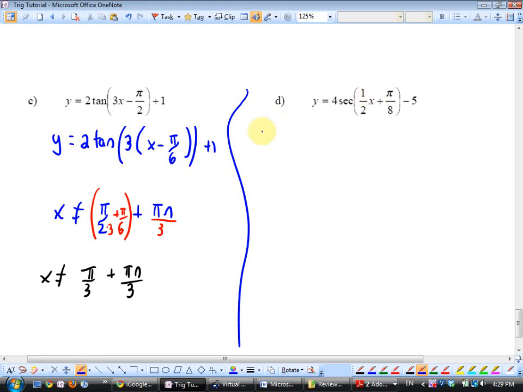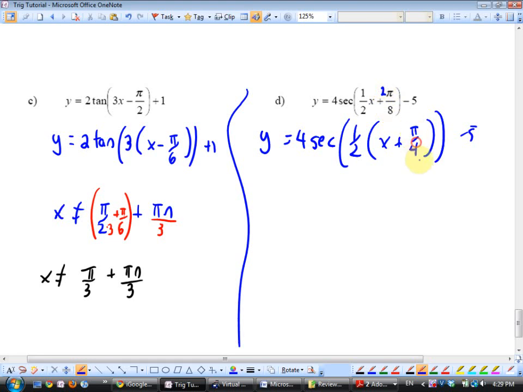Factor, y equals 4 secant. Factor out the 1/2, x plus, I have no idea, minus 5. When you factor, you're dividing by 1/2. That's the same as multiplying by what? In other words, instead of pi over 8, it's going to be, that's your phase shift. Okay? Sorry, I'd walk through it in more detail, but I can tell I'm losing you guys, and that's fine.